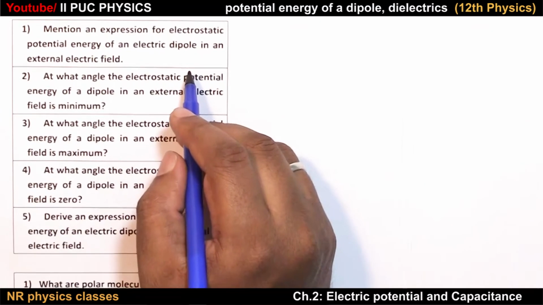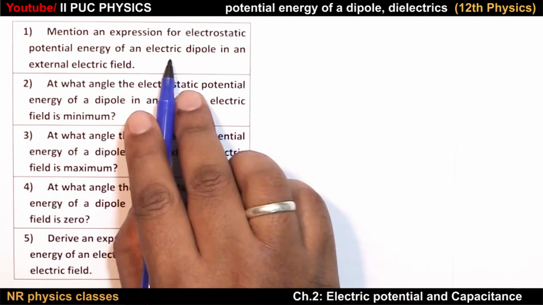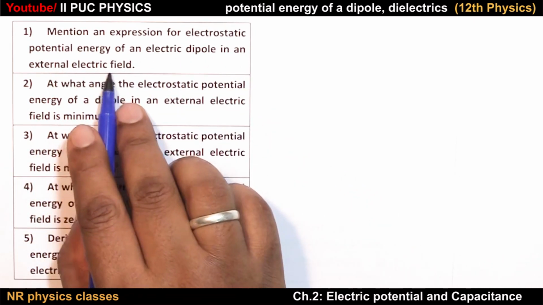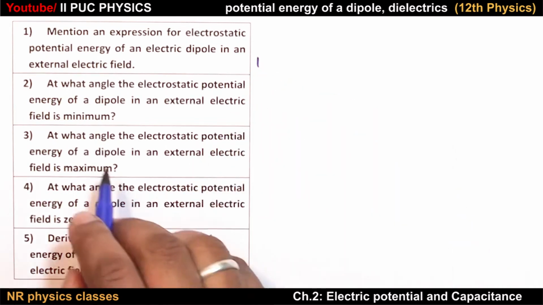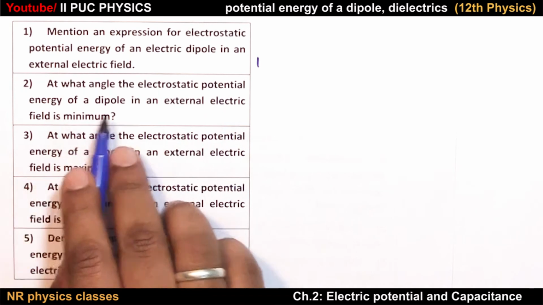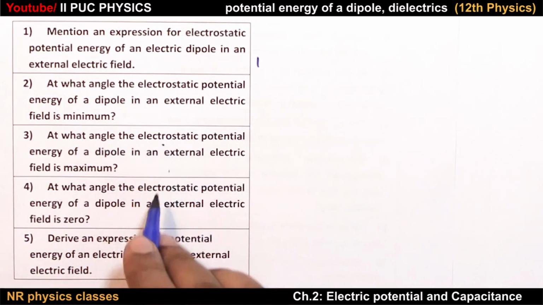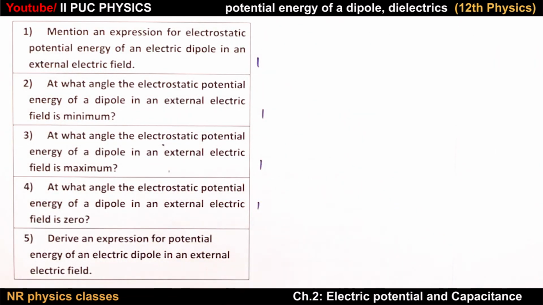Now, probable questions. Mention an expression for electrostatic potential energy of an electric dipole in an external electric field for 1 mark. Just the expression. At what angle is the electrostatic potential energy minimum, maximum, and 0? There are 3 cases, right? So each for 1 mark. Derive an expression for potential energy of an electric dipole in an external electric field. This can be for 3 or 4 or 5 marks.